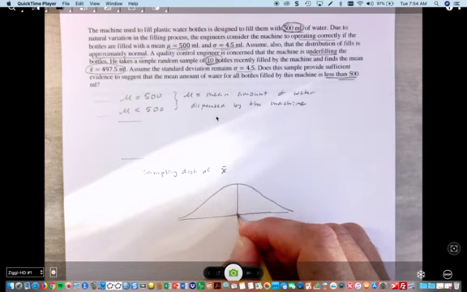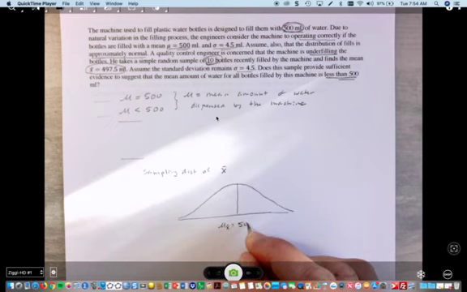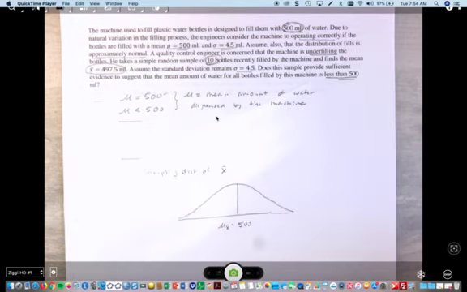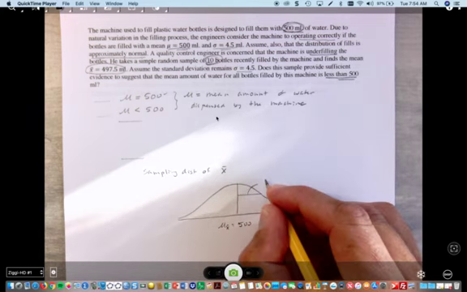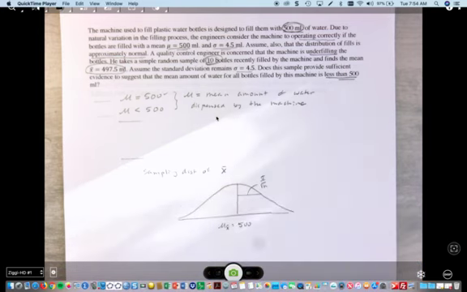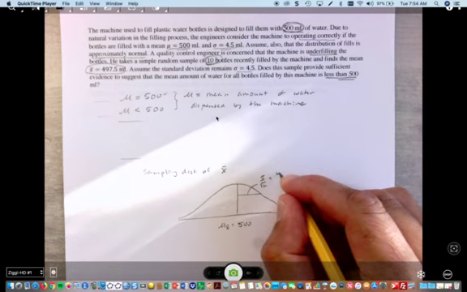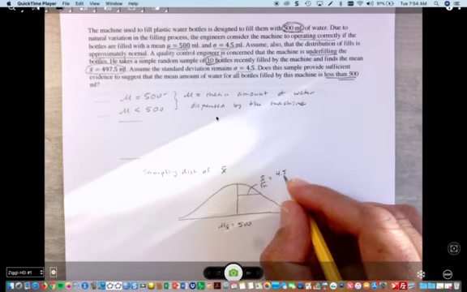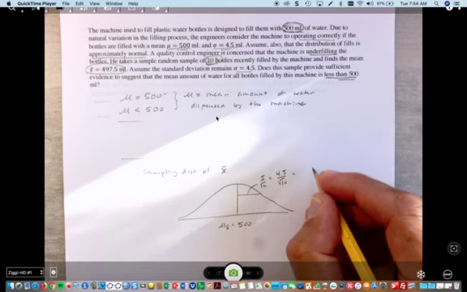We're assuming that this is true, that the mean of x bar is 500. We're assuming that this is a true statement up here. Then the standard deviation of these fills is sigma divided by the square root of n, and sigma divided by the square root of n ends up being 4.5 divided by the square root of 10, and that's going to give me 1.423.